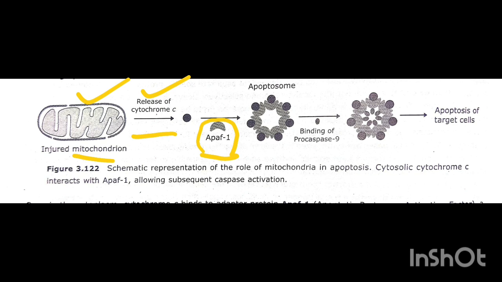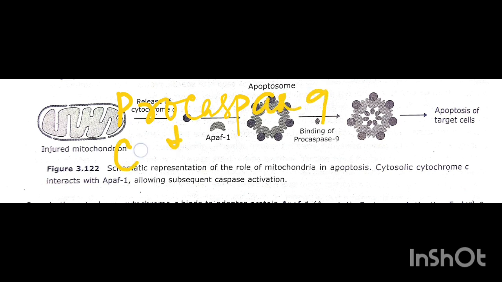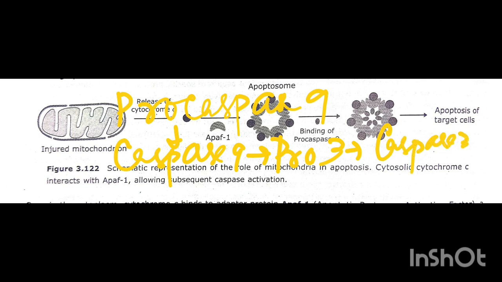The formation of this apoptosome then recruits another enzyme called procaspase 9, and procaspase 9 finally forms caspase 9. This caspase 9 in turn activates procaspase 3, and procaspase 3 then forms caspase 3. So what we have learned is that first procaspase 9 forms caspase 9, caspase 9 acts on procaspase 3, and procaspase 3 forms caspase 3, which causes the apoptosis of the target cell.